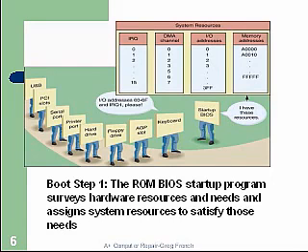Here's a little diagram that's in the book. Boot step 1, the ROM BIOS startup program surveys the hardware resources and needs and assigns system resources to satisfy those needs. Need to really understand what system resources are and why they're assigned to each component, and why those are used with the CPU to communicate. Everything has to communicate with the CPU, and resources need to be assigned, and then the CPU knows which component has what resource, so there won't be any conflicts.